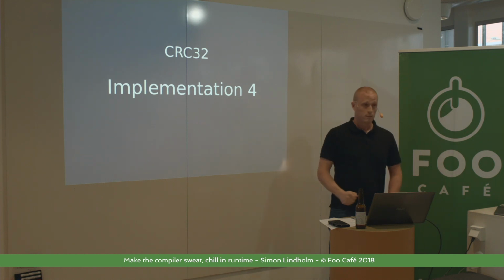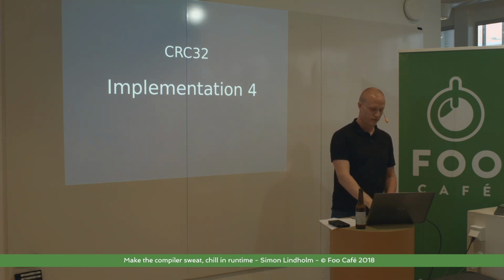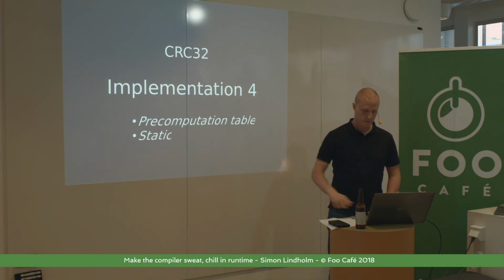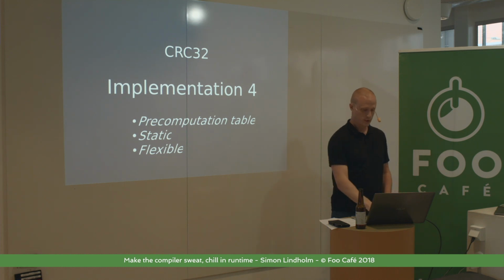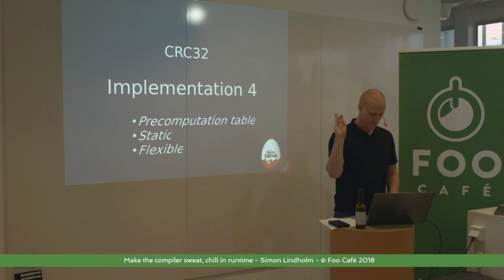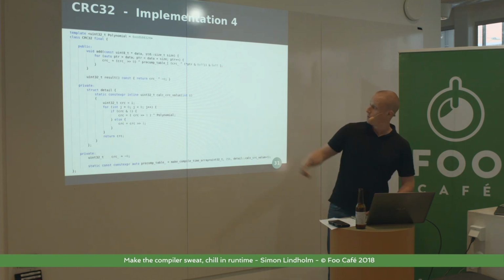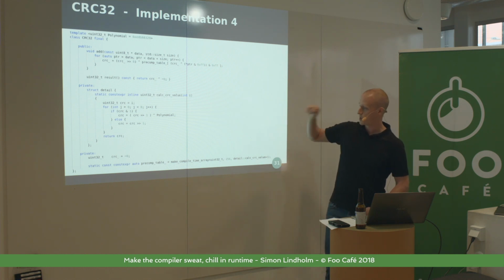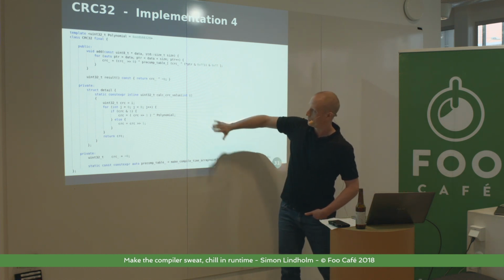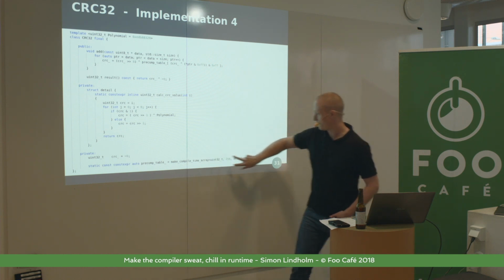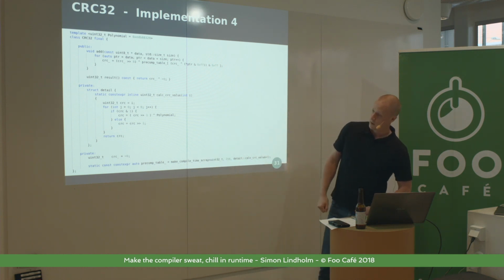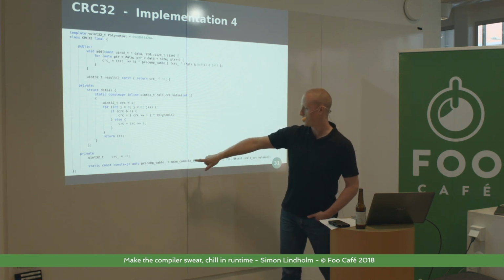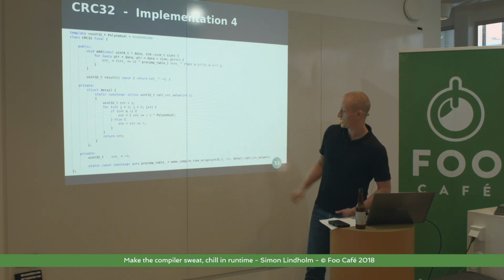So for the final implementation, we want to use a pre-computation table, and we want to have it static, but we also want to have it flexible. So we want all three. So we go into this. This is basically the same again. All this stuff is the same as before, so don't mind that. But here we have this instead. We have a static const pre-computation table, which will be just a std array.